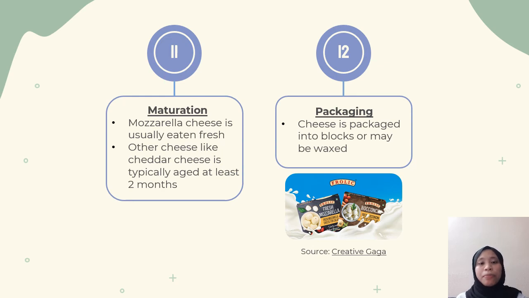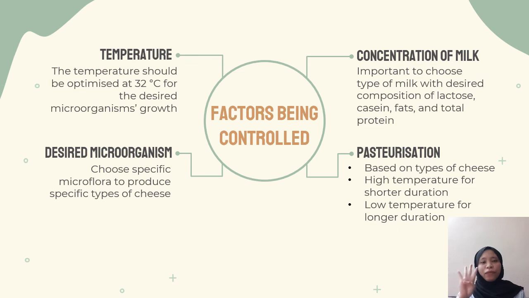There are 4 factors being controlled in cheese production. Firstly is the temperature where the cheese should be kept at 32 degrees Celsius for the growth of starter culture bacteria. Choosing suitable milk with the desired composition is also important to produce high quality cheese. Next, it is also essential to choose suitable microorganisms in starter culture in producing specific types of cheese. Lastly, pasteurization is controlled by the types of cheese, which affect the temperature and its duration.